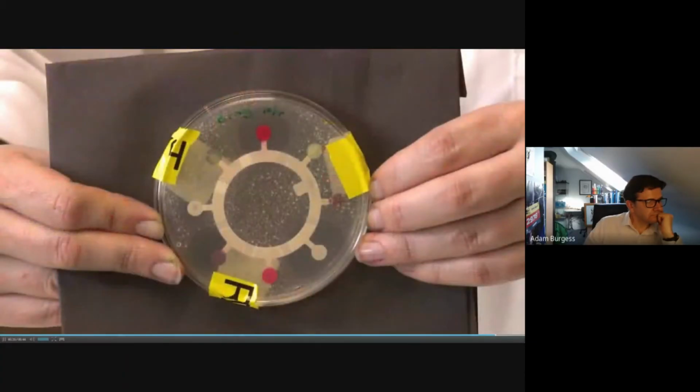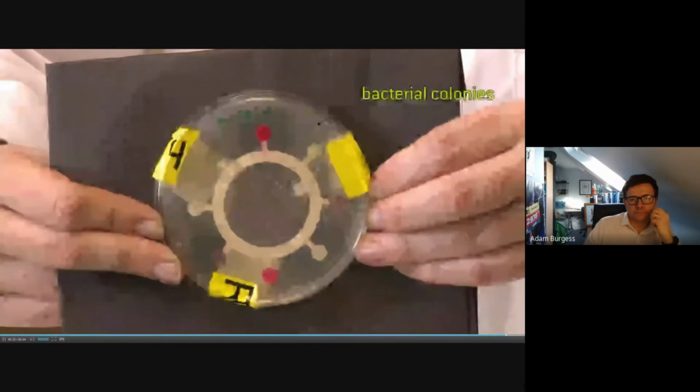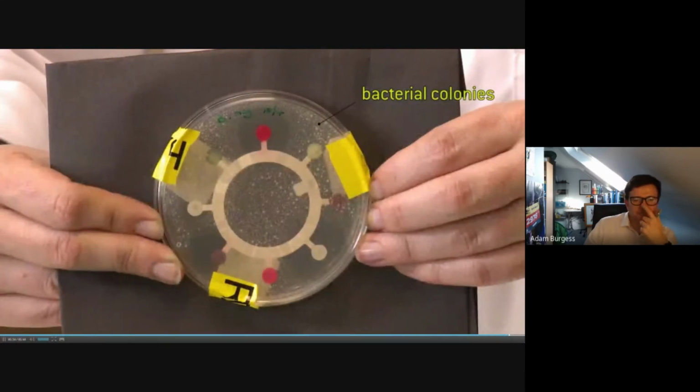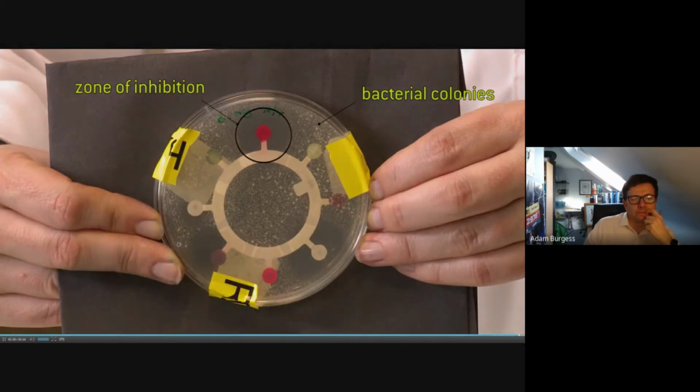Your plates will look like this. You can see the areas where bacterial colonies have grown. Some of the antibiotic discs will not have any bacteria growing around them. These zones of inhibition indicate that the antibiotic has killed or inhibited the growth of this bacterium.